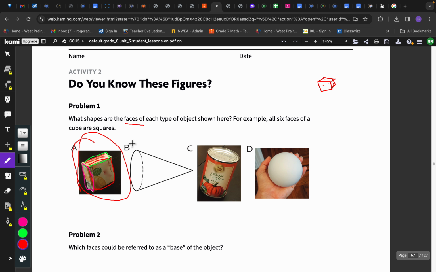So what about this? What about B here? What shapes are the faces of each type? So go ahead and write that down. You could just say 3 different rectangles. Well, you're probably noticing one face right here, meaning just because it's on its side, I could set this up and you notice that would sit right on there. And that, we're going to call a circle, even though it looks like an oval. It's a cone.